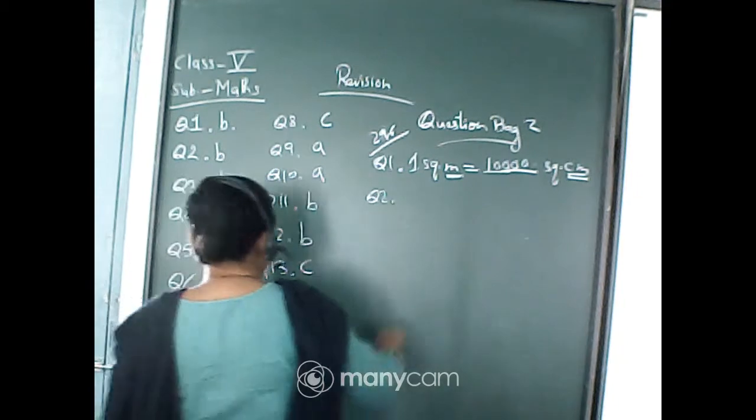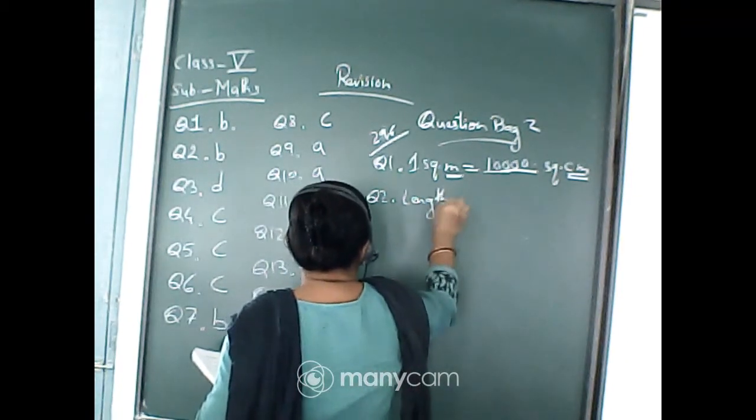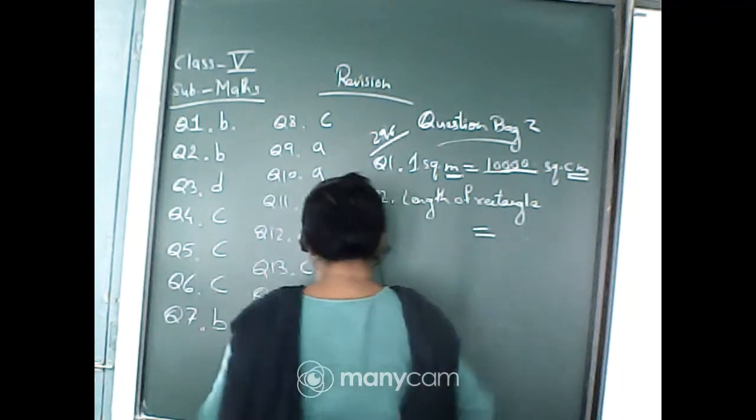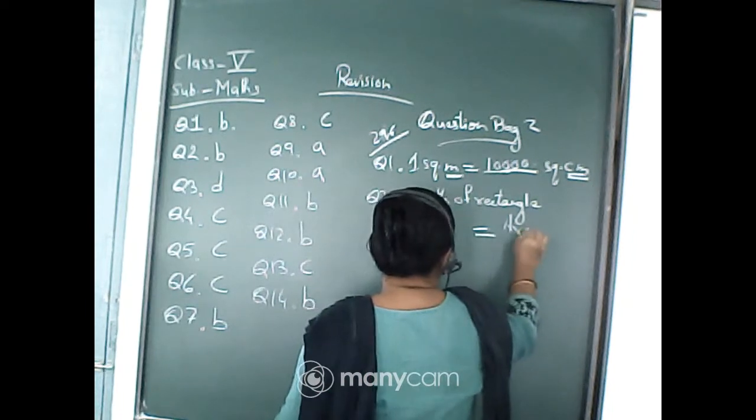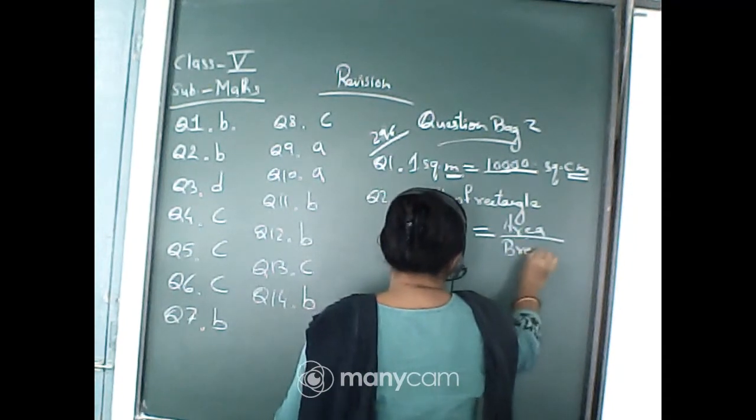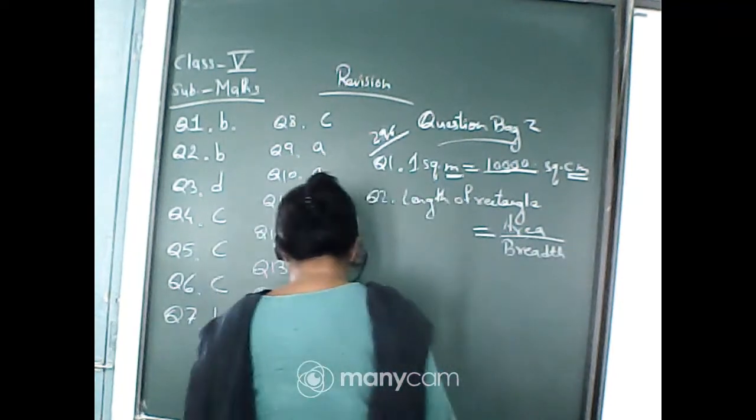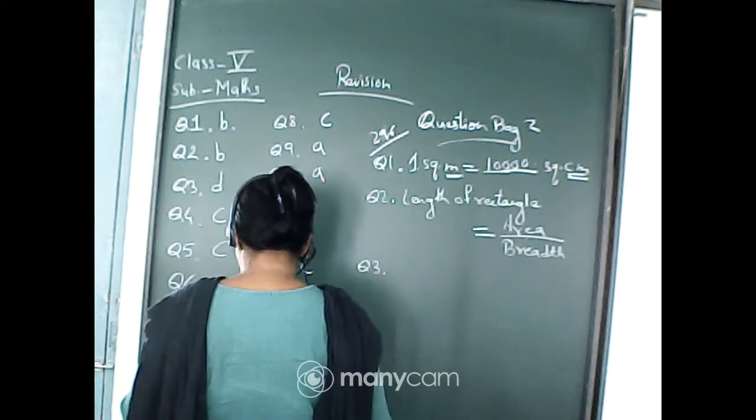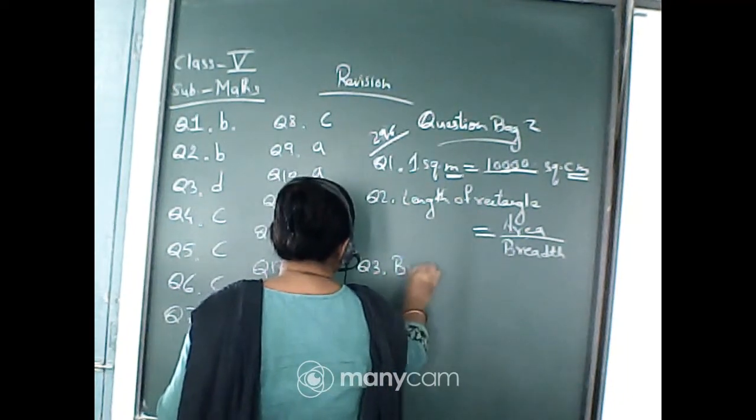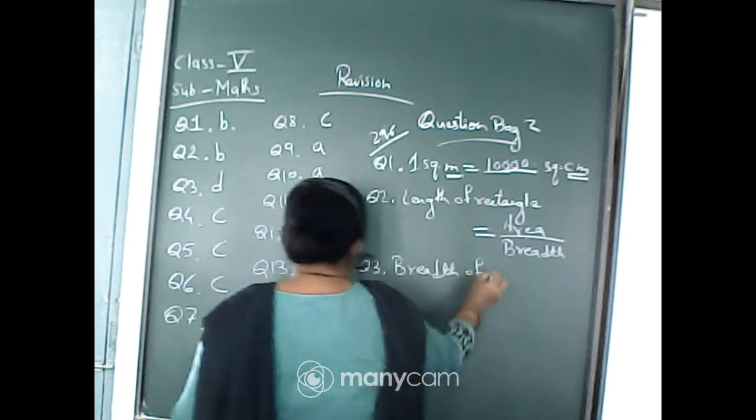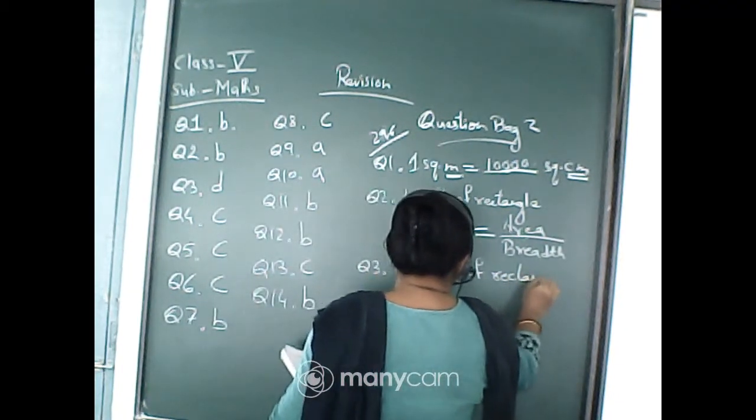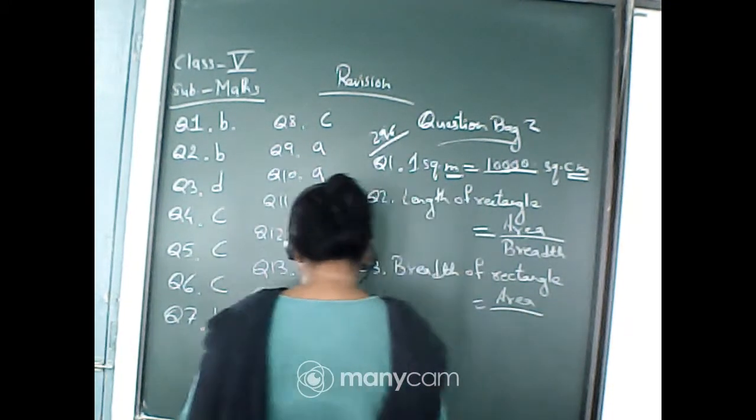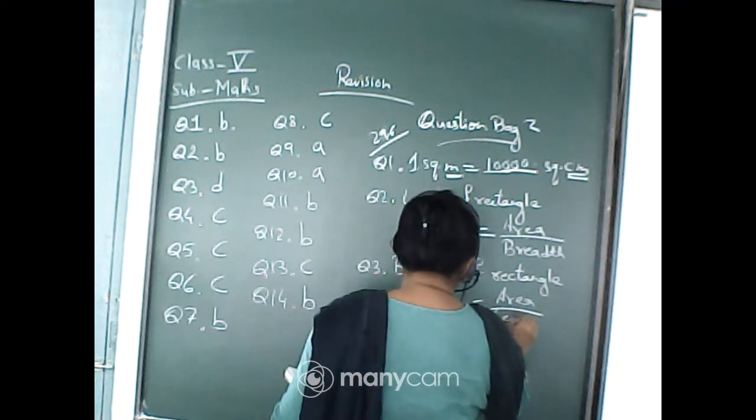That is question number 2. Length of a rectangle is equal to area by breadth. Just now we have solved area by breadth. Now question number 3. Breadth of rectangle, just the vice versa. Breadth of rectangle is equal to area by length, isn't it? Just the opposite, area by length.